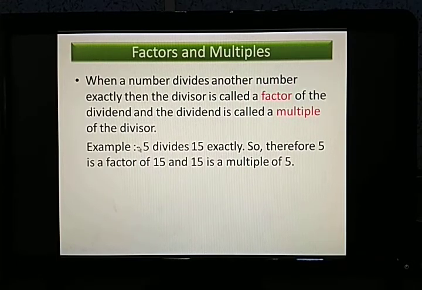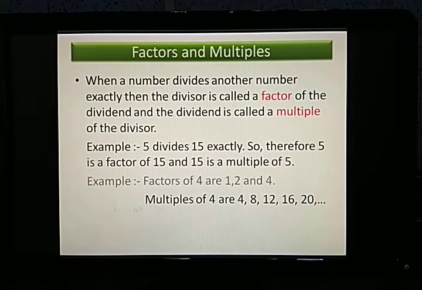Why? Because if we multiply the factor with any other integer, we will get back this dividend. Clear? So therefore 5 is the factor and 15 is the multiple, because we know 5 into 3 is 15. So 15 is definitely a multiple of 5. There are also other multiples, say 5 into 2 is equal to 10. So 10 is also a multiple.